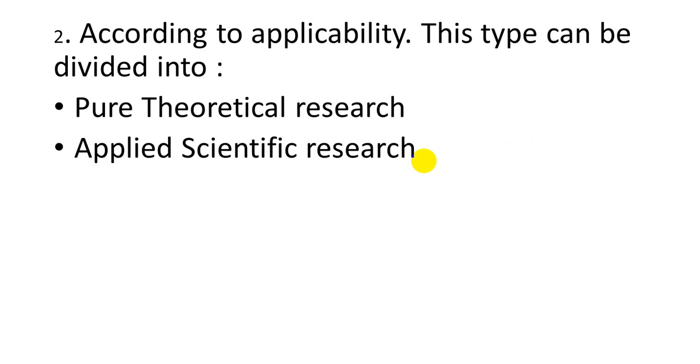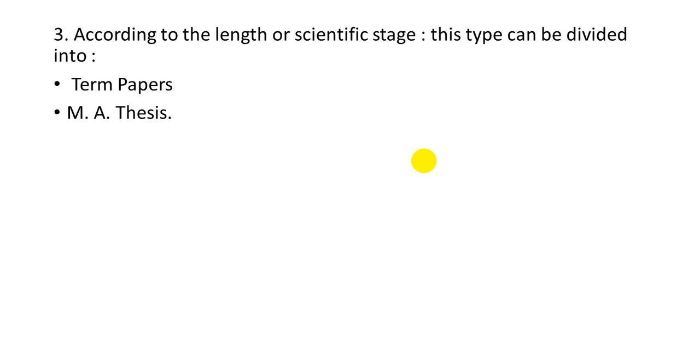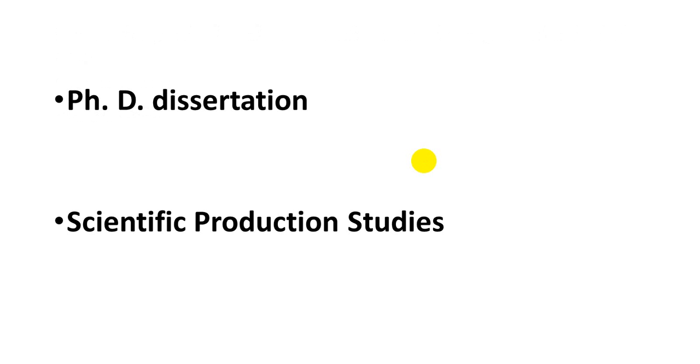Types and division of research. According to applicability, this type can be divided into pure theoretical research and applied scientific research. According to the length of a scientific stage, this type can be divided into term papers, MA thesis, PhD dissertation, and scientific production studies.